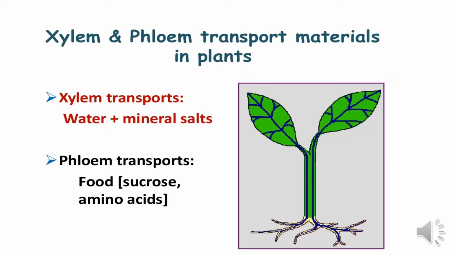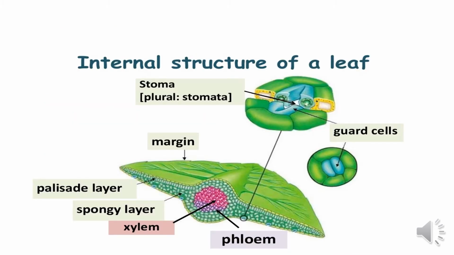The xylem and the phloem transport materials in the plants. They are complex tissues. You all know they are complex tissues, and they are responsible for the transport of materials in the plants. And what sort of material? Xylem transports water, while the phloem transports food in the form of sucrose or amino acids. So our main concern is to talk about the internal structure of the leaf.